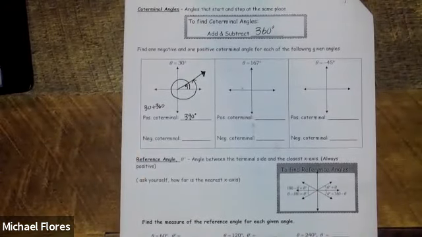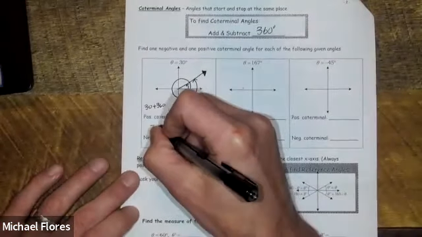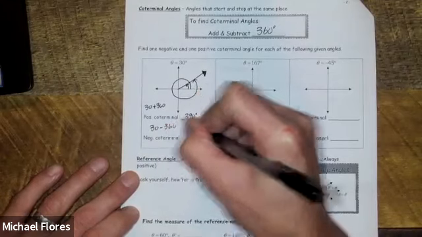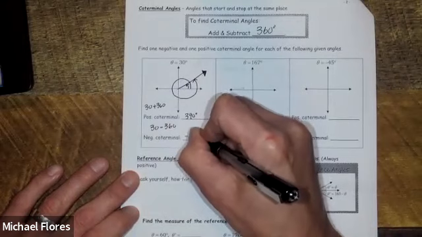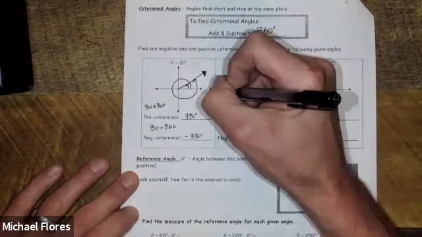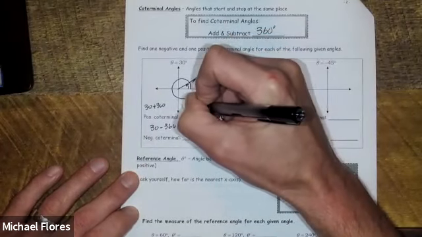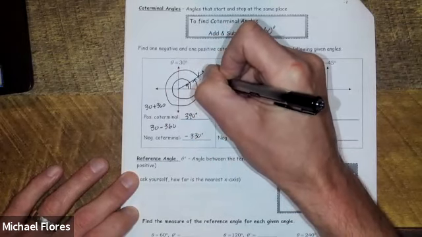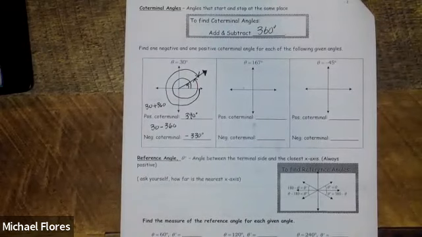Now, if we're going to solve for a negative coterminal, that would simply be 30 minus 360 degrees, which would be negative 330 degrees. So what we're going to do is we're going to start at our initial side. We are going to go in a clockwise direction to return back to our ray. We've made a negative 330 degree turn.